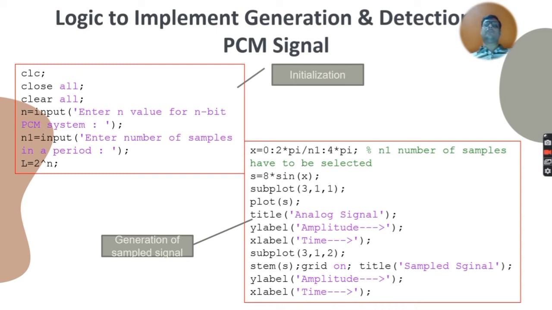What you have to do here: sampling is done with the stem command, as I have told. If you write stem of S, it will identify the instantaneous sampled signal, which is called the sample signal. You can title it sample signal, and assign amplitude on the y-axis and time period on the x-axis. So this is the generation of the sample signal. Sampling is done with respect to stem, and that is also called discretization.